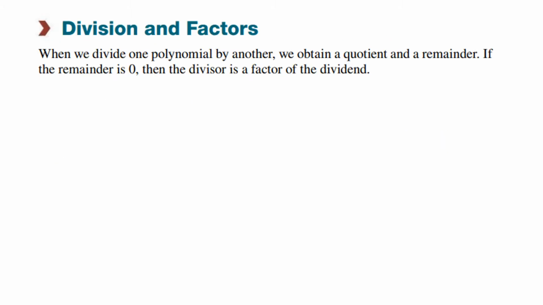When we divide one polynomial by another, we get a quotient and a remainder. A really important fact for you to make note of is that if the remainder is 0, then the divisor is a factor of the dividend. We'll do some examples of this and see what this means.